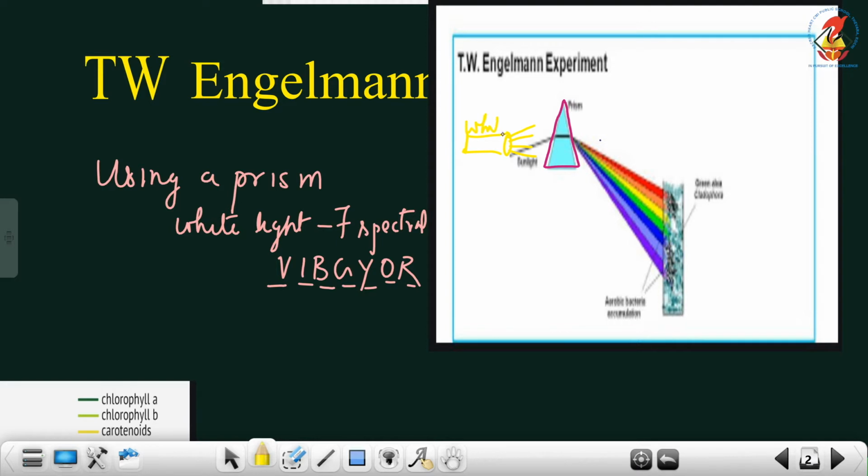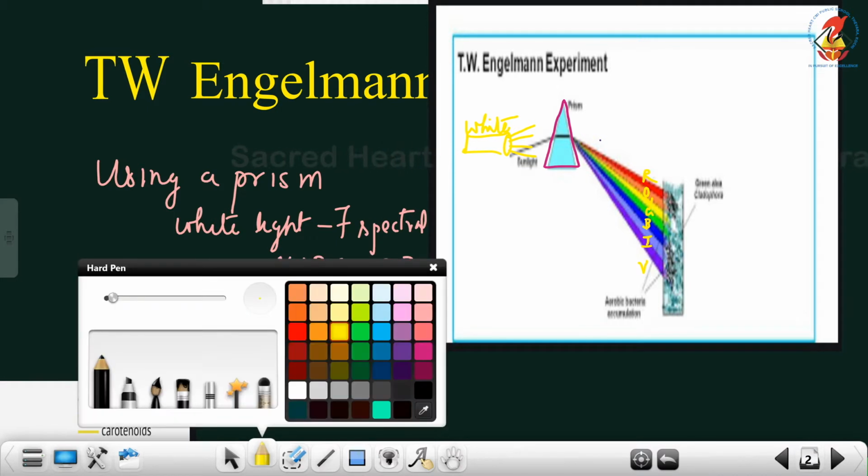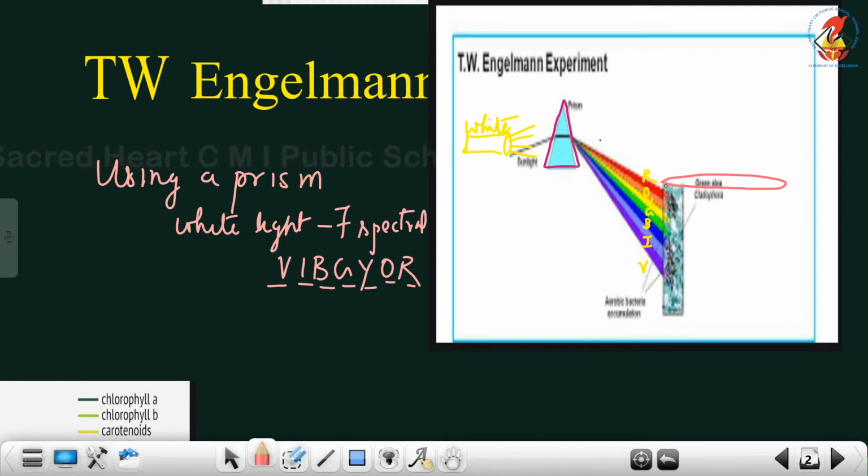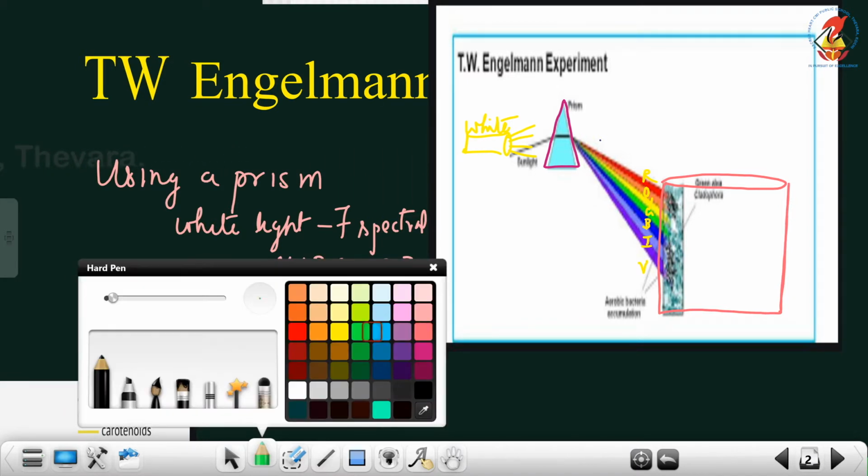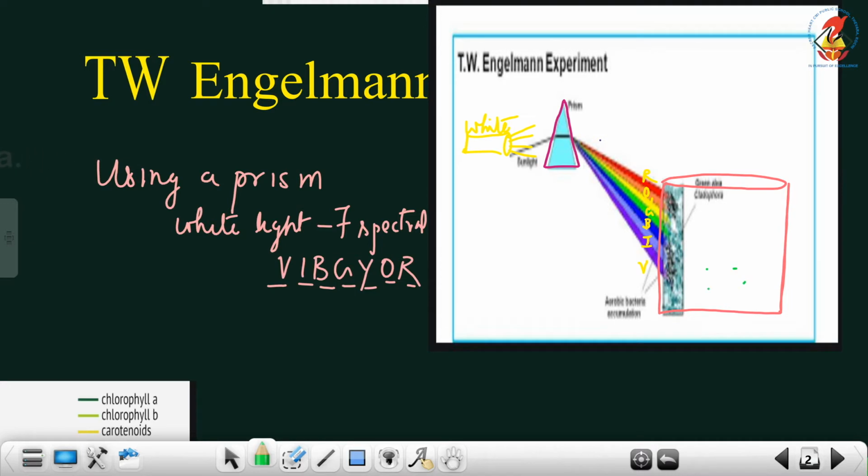We know white light very clearly, it should be white light. It was split into its 7 colors, and you can see the split of the 7 colors starting from violet, indigo, blue, green, yellow, orange and red. And this was made to illuminate a suspension. So, I am just enhancing the diagram. This was made to illuminate a suspension of an alga, which I am going to represent with green dots.